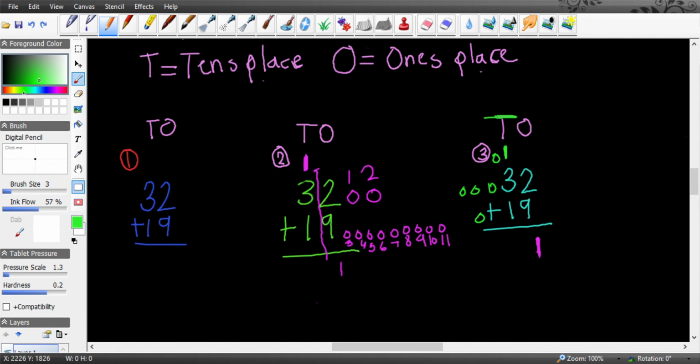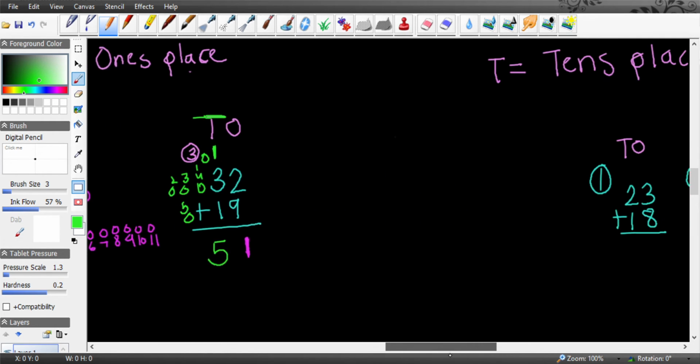So let's add the circles. 1, 1, 2, 3, 4, and 5. So 3 plus 1 plus 1 is going to be 5. 51 is our answer. These are fun. Let's do another one.